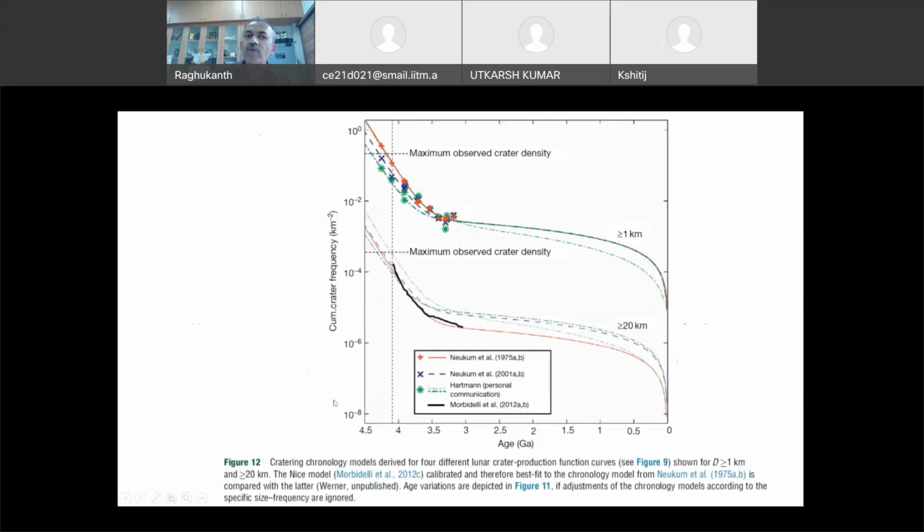And 4.5 billion years is in the past. So that is how these functions have been plotted here. The main thing is your N(1). If you know N(1), you can easily plot it on this graph and then you can get the age.